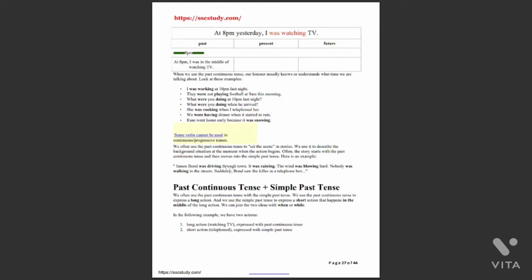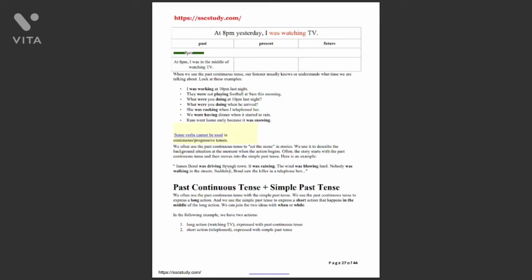So here we have an example. James Bond was driving through town. It was raining. The wind was blowing hard. Nobody was working in the streets. Suddenly Bond saw the killer in the telephone box. So see, the situation was in the past, but with the past continuous tense we are setting the scene using the continuous form.